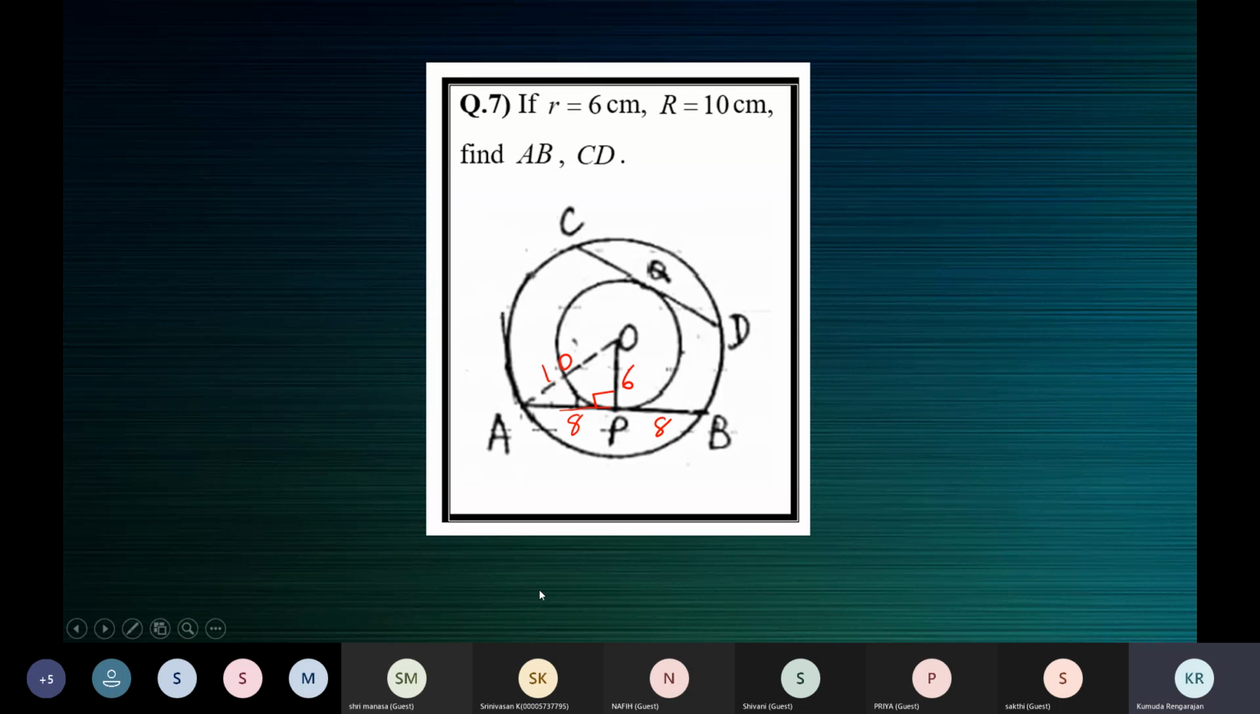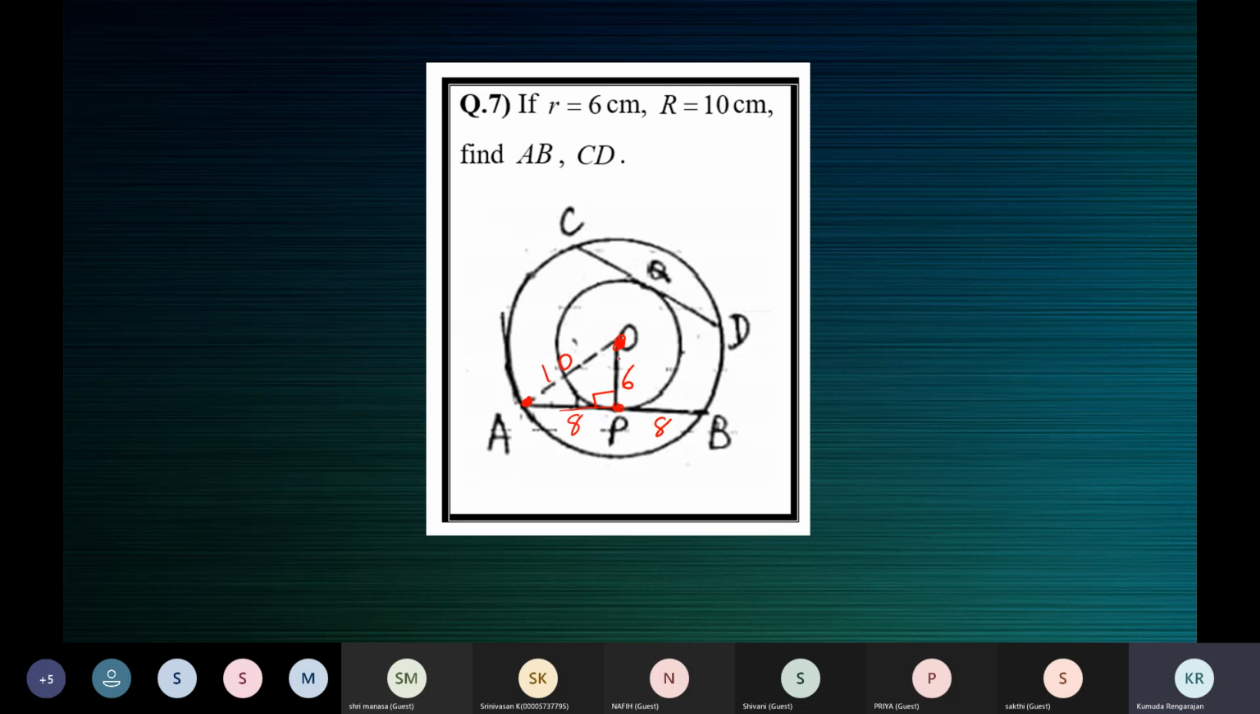Yeah. So I was telling you that the value of small r is 6. To mark it in this figure, OP is 6. The value of capital R, that is the radius of the outer circle, is 10. So that means OA is 10. OP is the radius of the inner circle. OA is the radius of the outer circle.